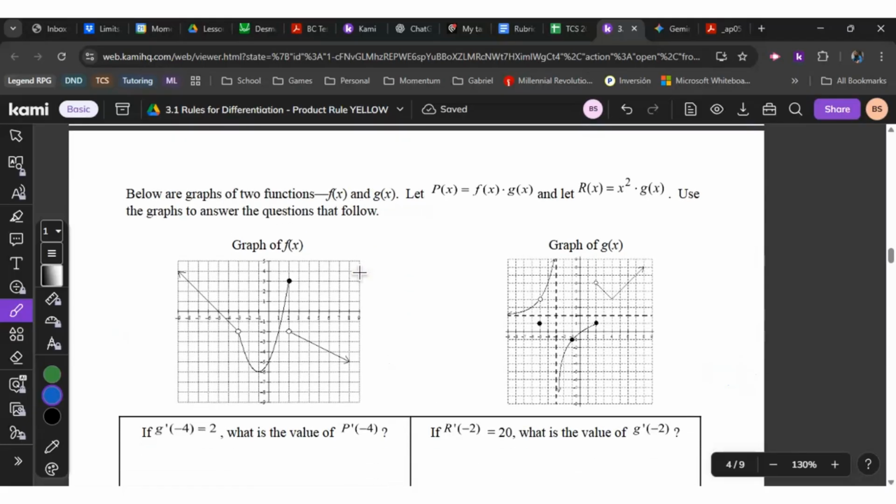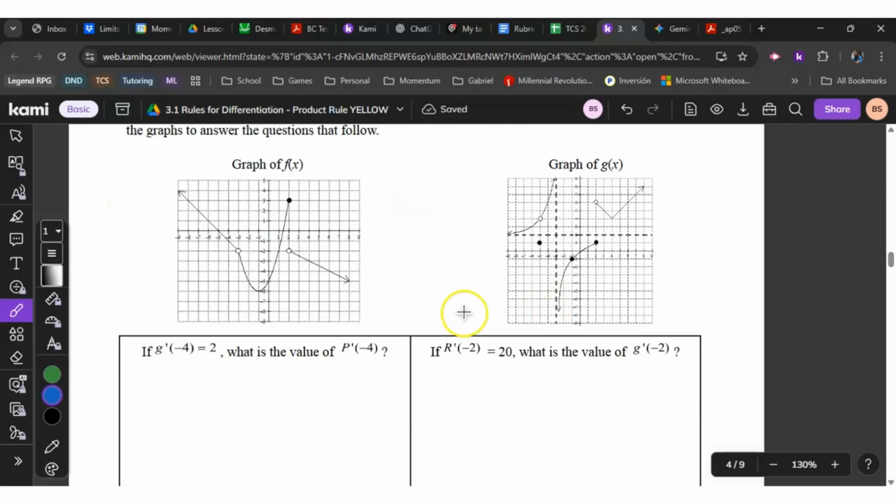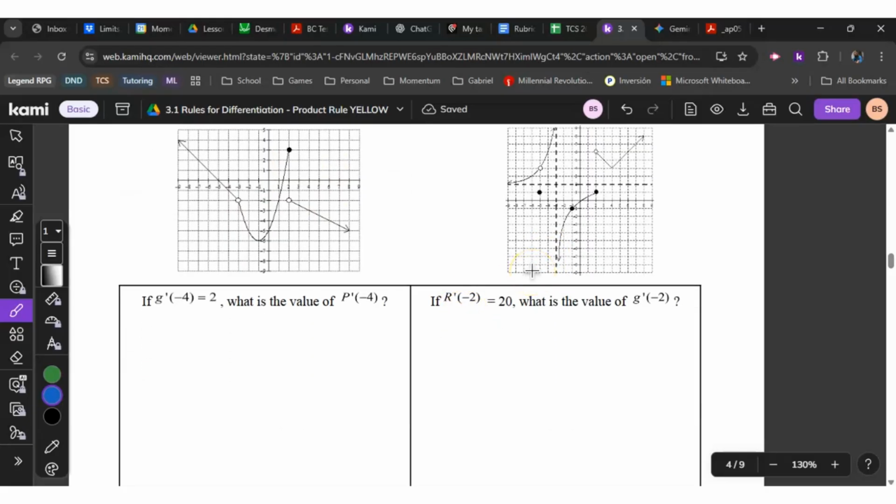Let's move on to some graphs. All right, so P of x is equal to f of x times g of x. And we know that R of x is equal to x squared times g of x. We're going to use these graphs to figure them out. All right. So if I take a look at this first one, I know that g prime of -4 is 2. And they want me to find p prime of -4.